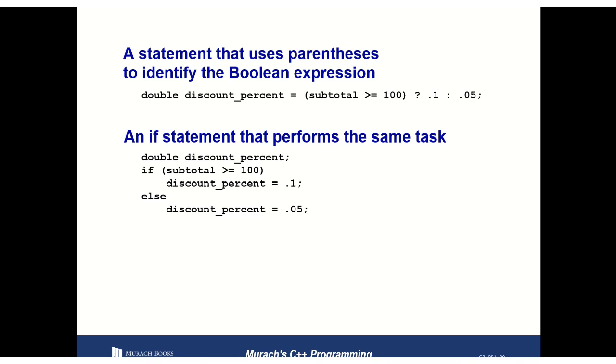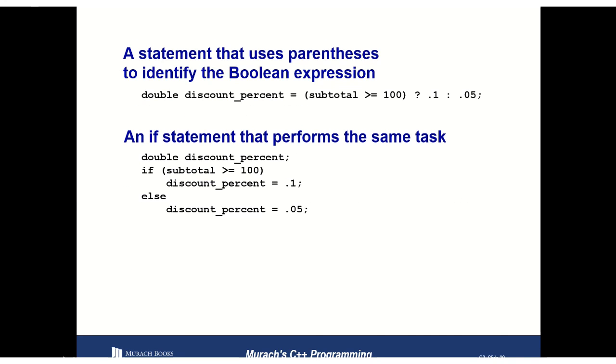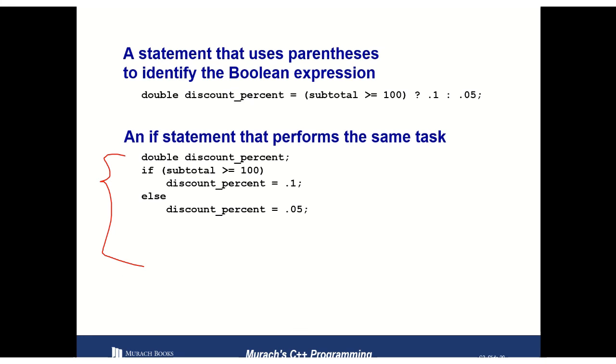So you can use a statement that uses parentheses to identify the Boolean expression. So you can do in this way. It's almost the same as what we did before. I showed you the example similar to this. So, so far we have learned about the if statement, and the great thing is that we can use a ternary operator to use that compact if statement. So next we are going to learn about the switch statement in the next video.